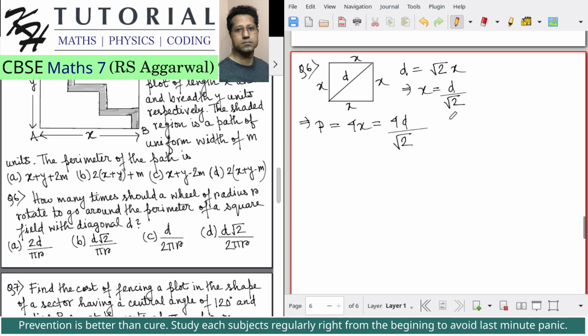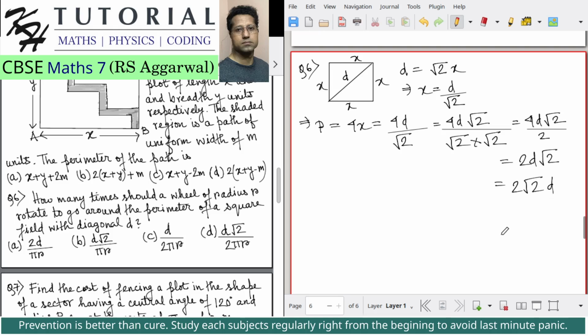Now, if I want to get rid of the square root of 2 in the denominator, I can multiply both the numerator and the denominator with square root of 2. So this becomes 4d square root of 2 by 2, which is equal to 2 into square root of 2 d. So this is the perimeter of the square.